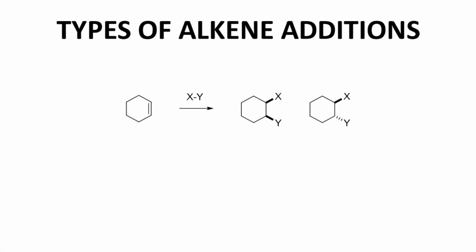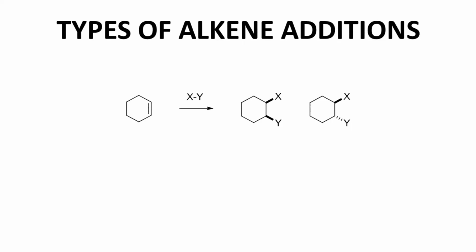Alkene addition reactions are a standard part of introductory organic chemistry and typically covered in Organic 1. There are many ways to classify alkene additions. One common method is based on the stereochemical outcome of the reaction.